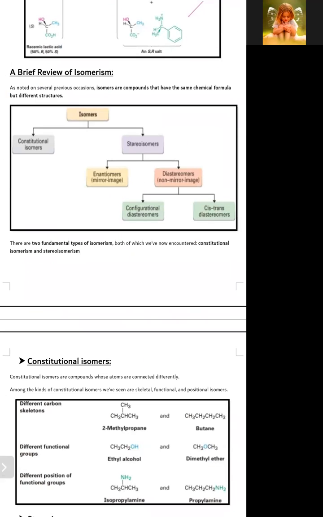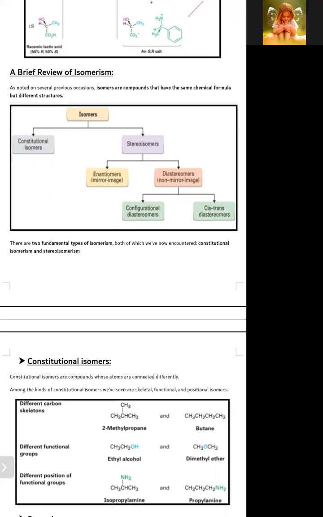Then we talk about isomerism. A brief review of isomerism: first, what are isomers? Isomers are compounds that have the same chemical formula but different structural formula. Isomers are of two types, constitutional isomers and stereoisomers. Then stereoisomers are further classified into enantiomers and diastereomers, and diastereomers are further classified into configurational diastereomers and cis-trans diastereomers.